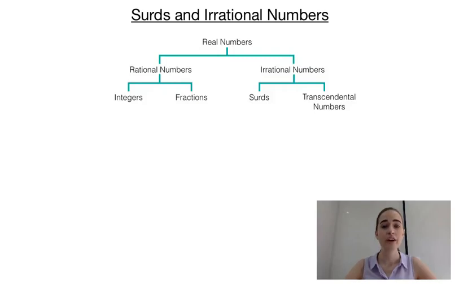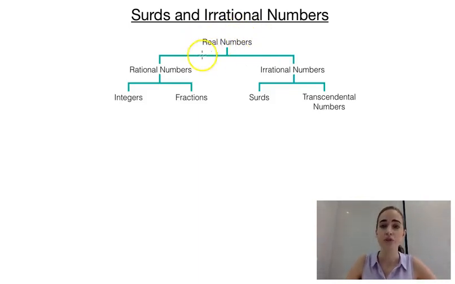In this video, I want to have a look at surds and irrational numbers. So I want to look at what they are. The first thing we've got here is a number family tree. We start off at the top with real numbers. Every type of number that you have ever seen is a real number.